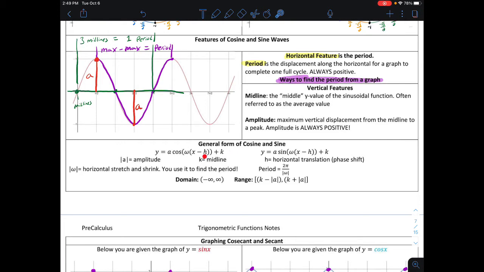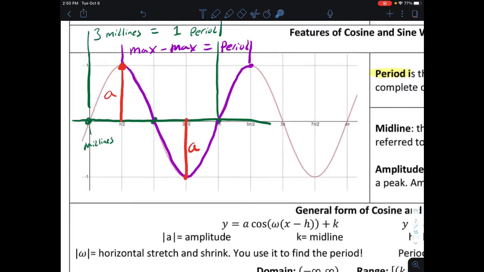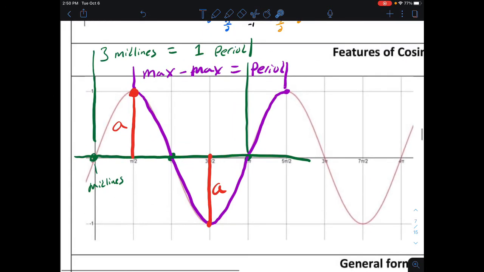H is the horizontal shift, but in terms of our sinusoidal functions, we call that the phase shift. So our horizontal translation is also known as our phase shift. Now W is our horizontal stretch or shrink factor. I need to know that because let's go back to the sine or cosine wave here.